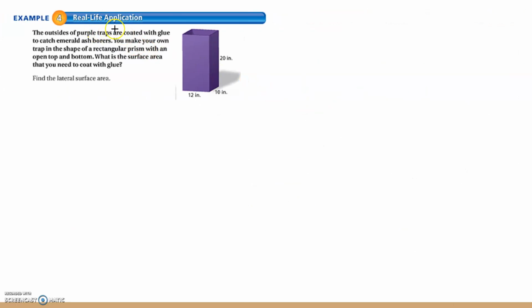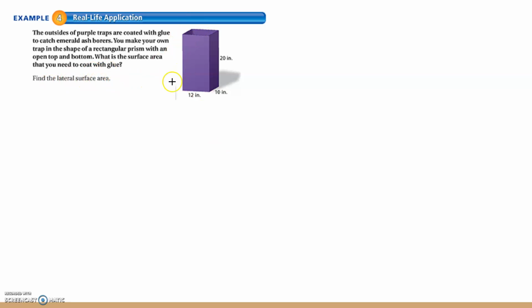Now moving on to a real life application. The outsides of purple traps are coated with glue to catch emerald ash borers. You make your own trap in the shape of a rectangular prism with an open top and bottom. What is the surface area that you need to coat with glue? Find the lateral surface area.